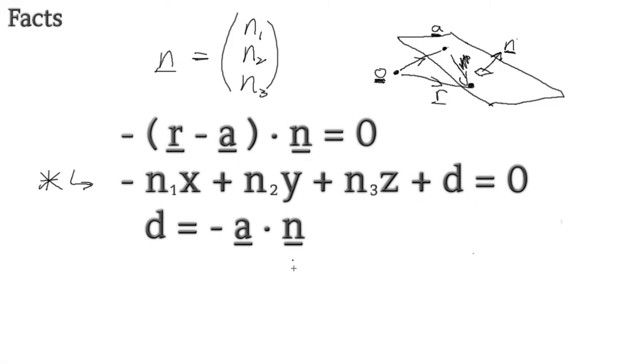d is basically, if you expand this, because with the dot product you can break open brackets, as long as this is not a dot across. So r take a dot n will be r dot n minus a dot n. r dot n is essentially n1x plus n2y plus n3z, and therefore minus a dot n will have to be d. So these are two equations for you to actually remember.